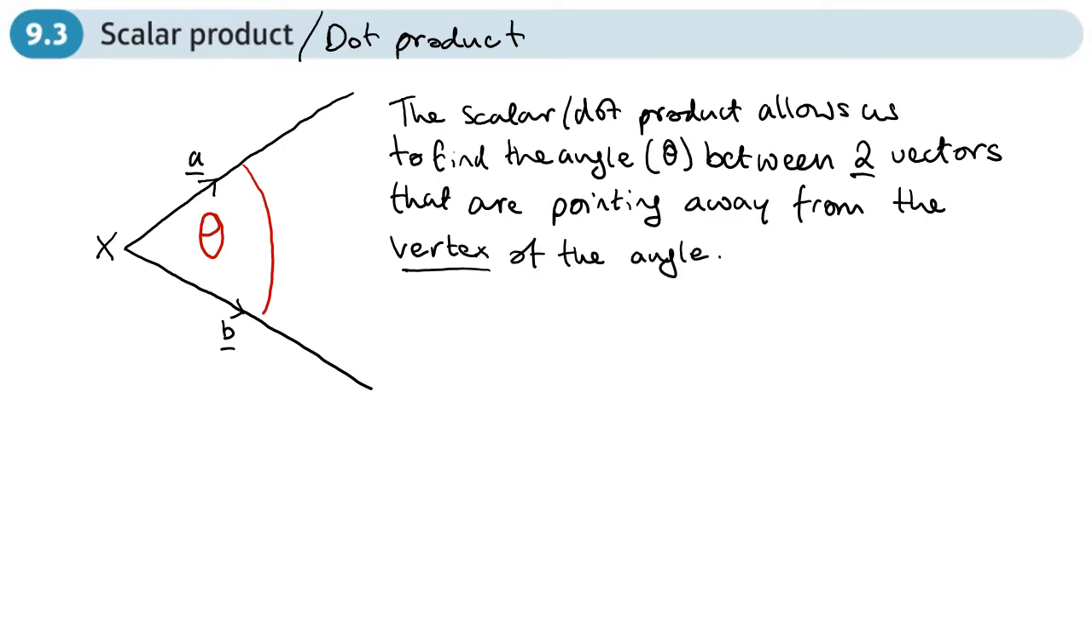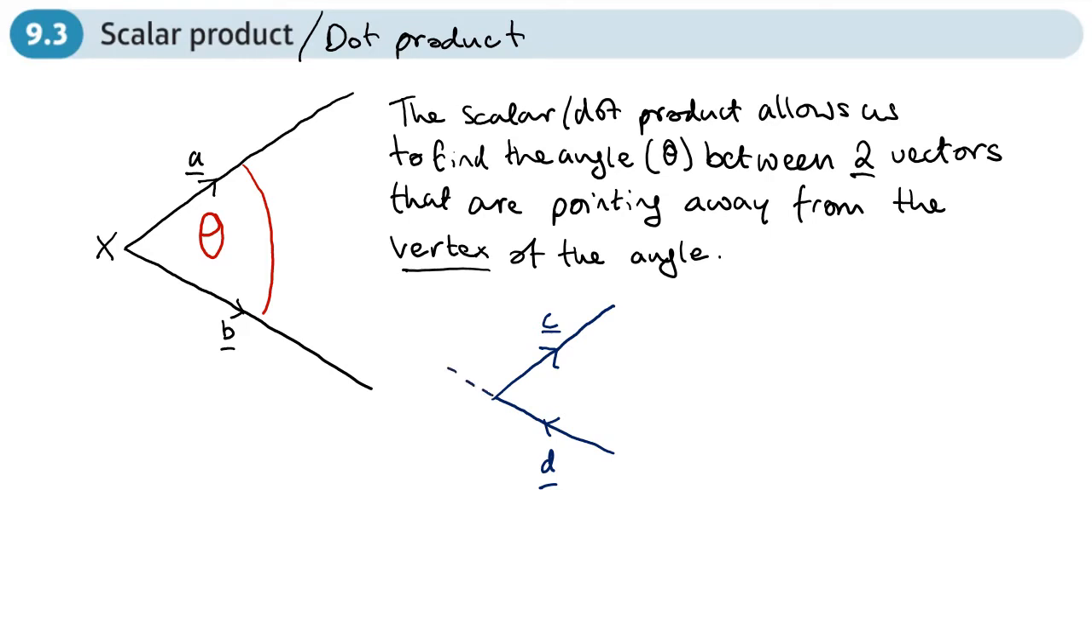Okay, now the reason why that's important, let's say for example I had 2 vectors that weren't pointing away from the vertex of the angle. So let's say I had a vector here, let's call this vector C, and what if I had vector D and it was pointing this way, like that. Now when I find the angle between them, and I use the dot product or scalar product to do that, this is not the angle that I would be finding. It always finds the angle between the 2 vectors that are pointing away from each other.